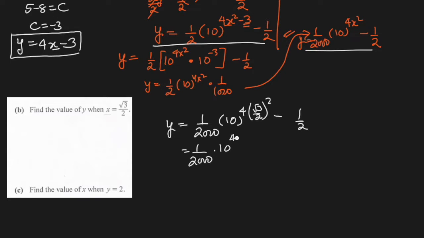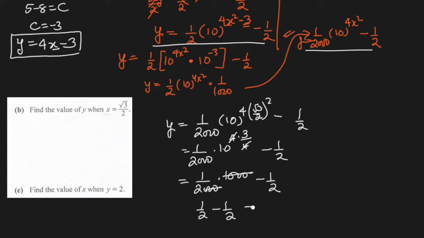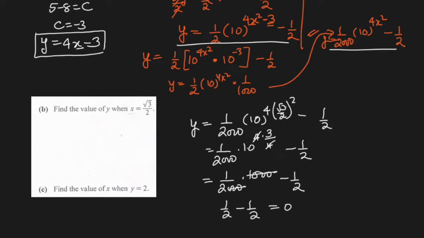Now 4 multiplied by square root 3, squared will be 3, but 2 squared will be 4, so this and this cancel out, minus half. So that is 1 over 2000 times 10 cube, which is 1000, minus half. 1000 and 2000 cancel, it becomes half minus half, which is 0. When x is square root 3 over 2, we get y equal to 0.